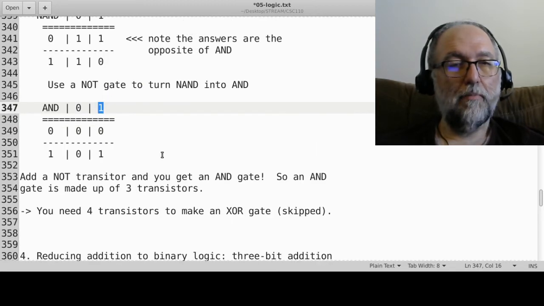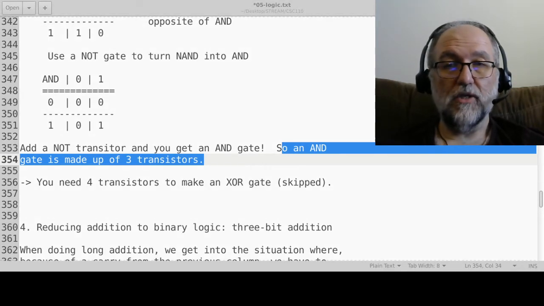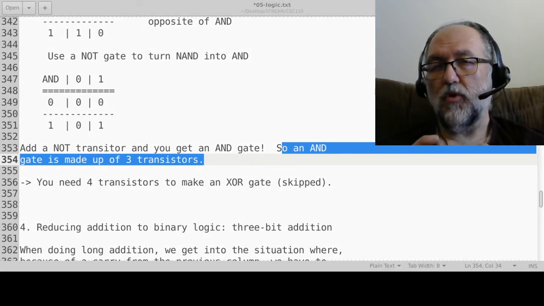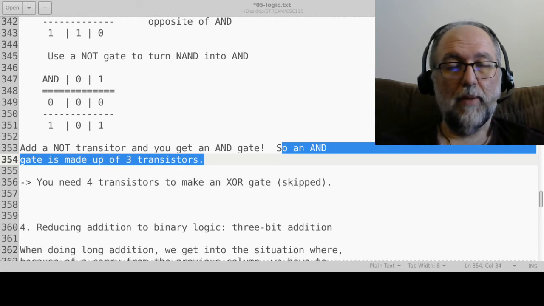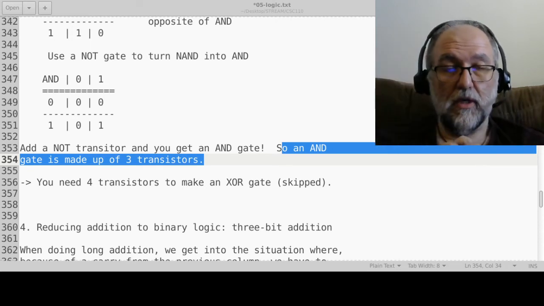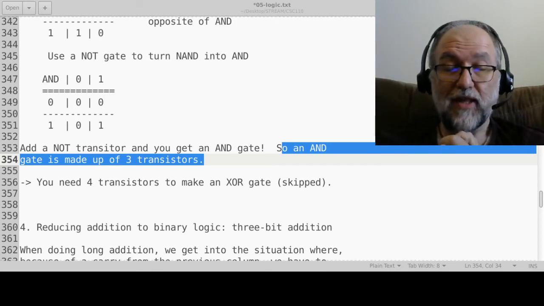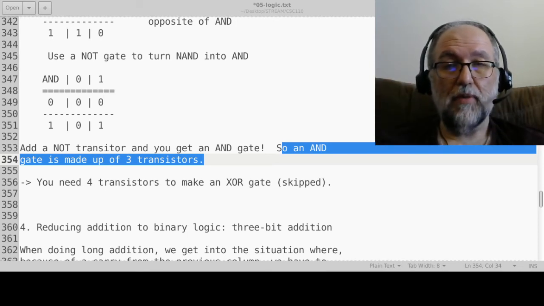And so an AND gate can also be built with 3 transistors. The only thing is that you're building it with 3 transistors in a different orientation, or the connection is different. For the OR gate, 2 of the transistors have to be in series. For the AND gate, 2 of the transistors have to be in parallel.